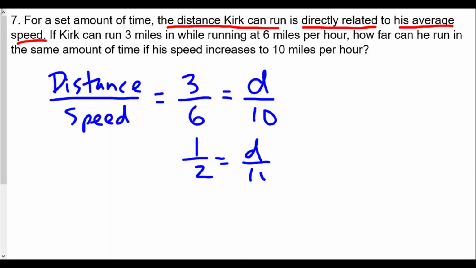Make it easier for ourselves. And we see 2 goes to 10 5 times. Therefore, we get d is equal to 5.